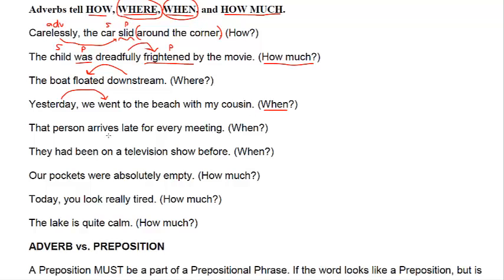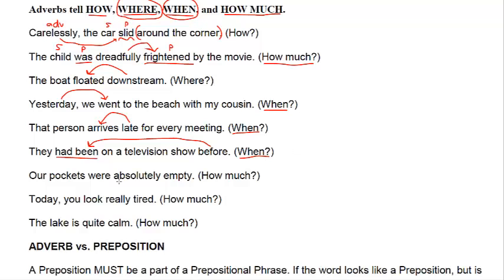That person arrives late for every meeting. When do they arrive? Late. Late is an adverb modifying the verb arrives. It answers the question when a verb was completed, just like the last one. Here's another when. They had been on television before. Had been is our verb. When had they been? They've been before. Before is our adverb modifying our verb had been. It tells when they had been, and that's what adverbs can do.